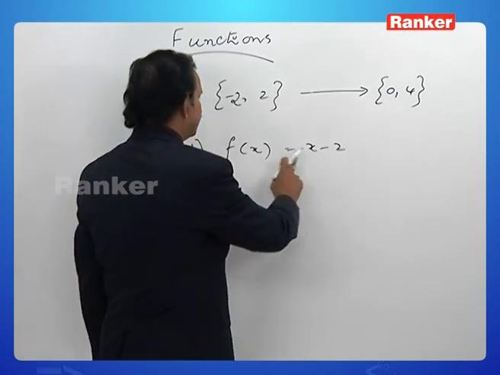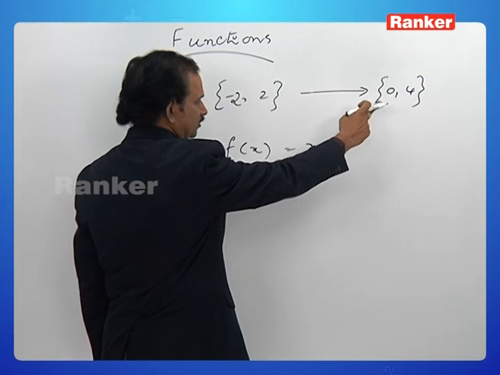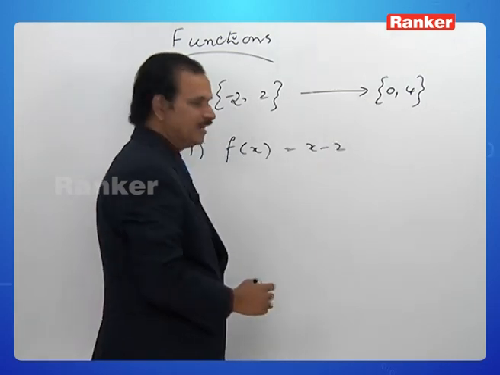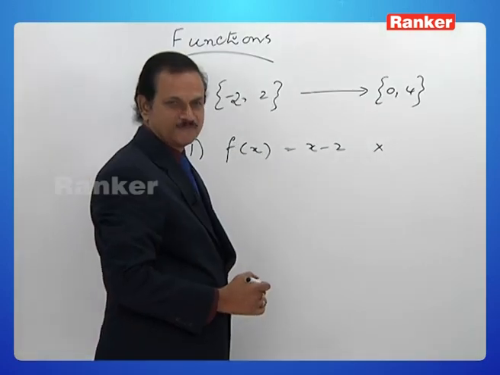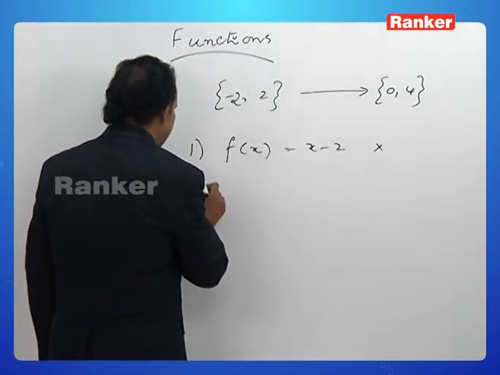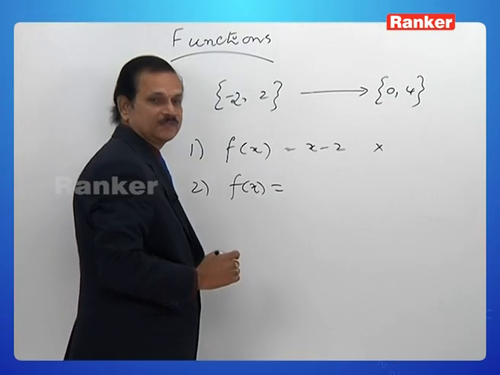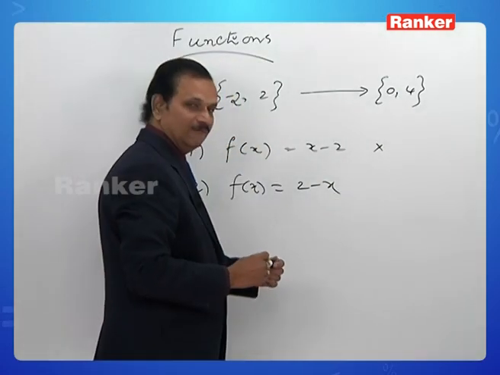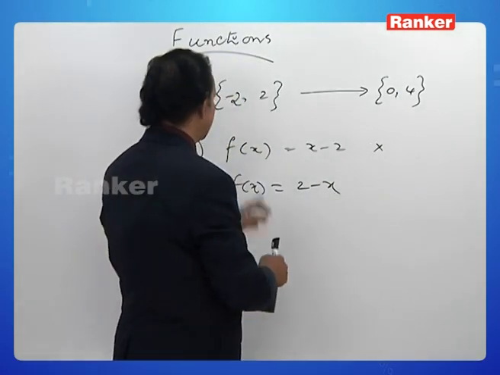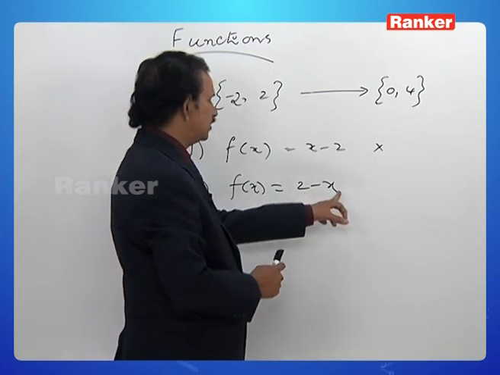Let us see. What is f of minus 2? Minus 2 minus 2 is minus 4. Minus 4 does not belong to the codomain given. Hence, surely this first option is the wrong option. Second one, f of x is equal to 2 minus x. Let us examine whether this can be right or not. F of minus 2, 2 minus of minus 2 is 4.